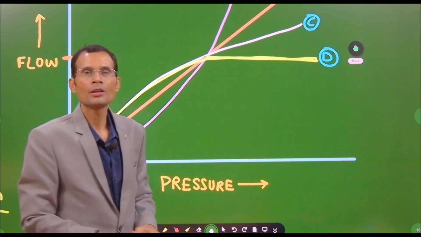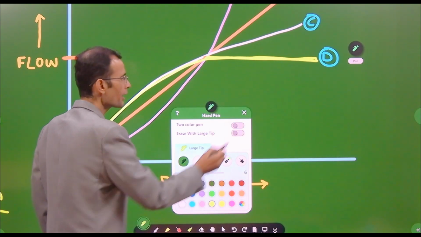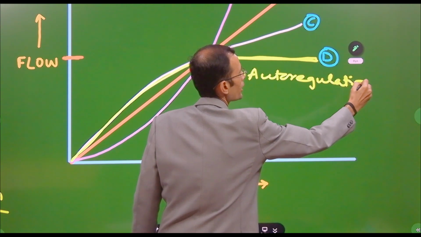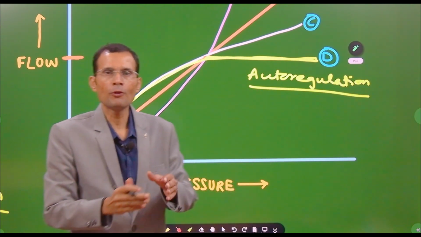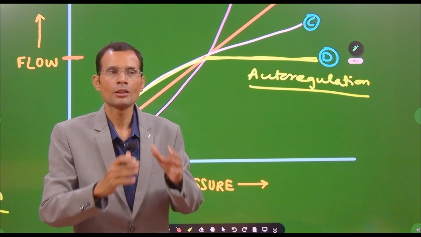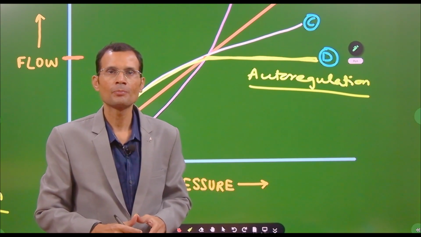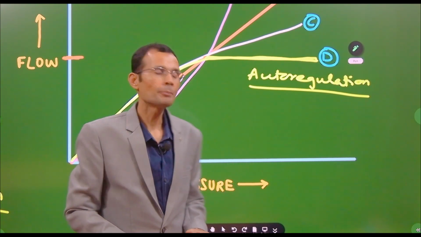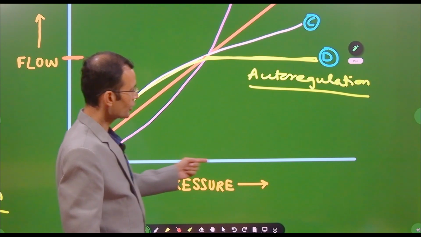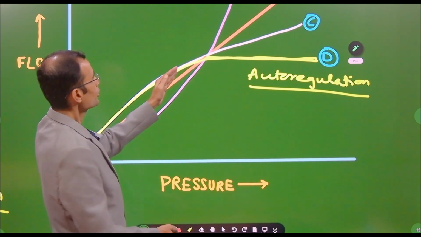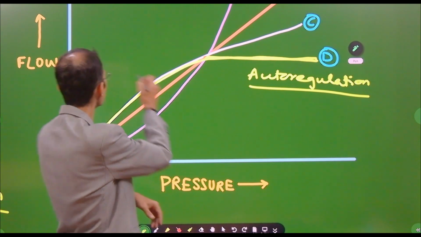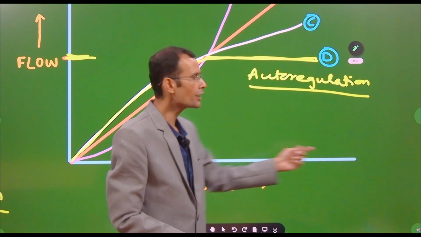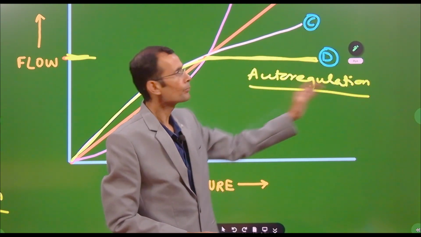So this is typical of the phenomenon called autoregulation of blood flow. How is autoregulation defined? Over a wide range of pressures, the blood flow remains constant. That's the concept of the autoregulation of the blood flow. So that is what has happened here. Pressure is increasing, but flow is not going up. Flow is constant at this level. So pressure 60, 80, 100, 120, 140, the flow is the same, not going up.